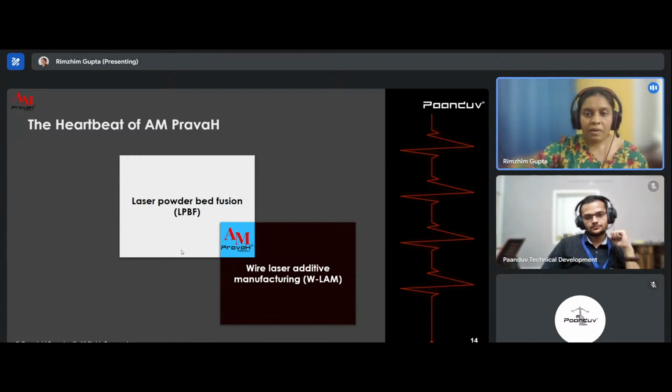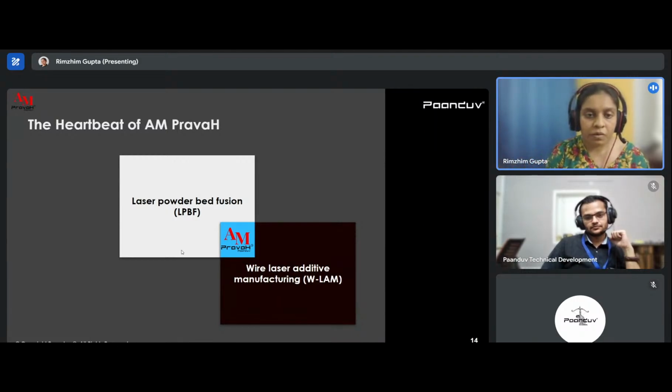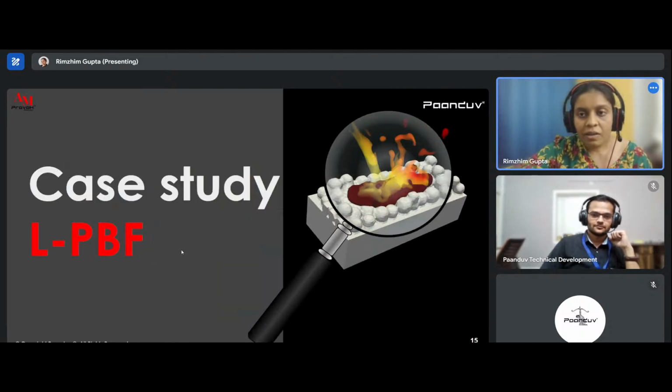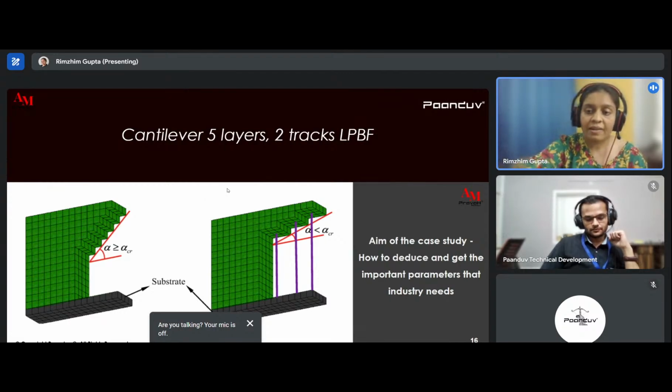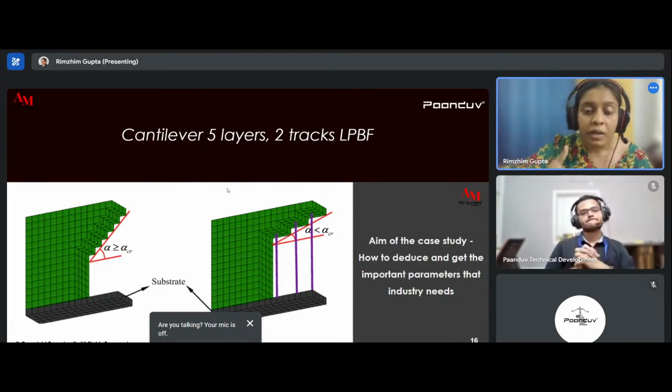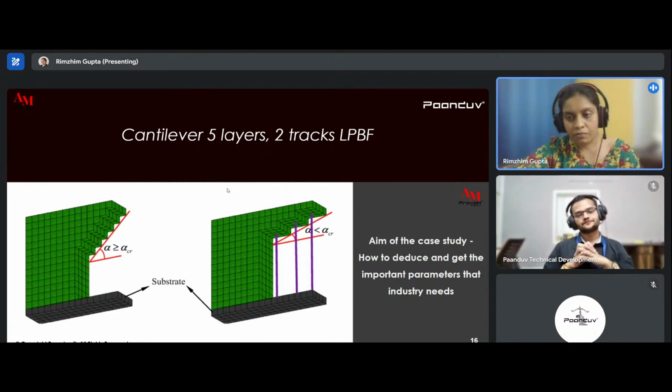Now we are at the intersection of laser powder bed fusion as well as wire based laser additive manufacturing, and we are modeling both of the processes. Now let's jump directly to the case study for LPBF. We have modeled here a 5-layer 2-track LPBF system, which is a cantilever kind of structure, which is quite difficult to print in additive manufacturing. So the aim of the study is to understand how to deduce and get important parameters that industry requires.